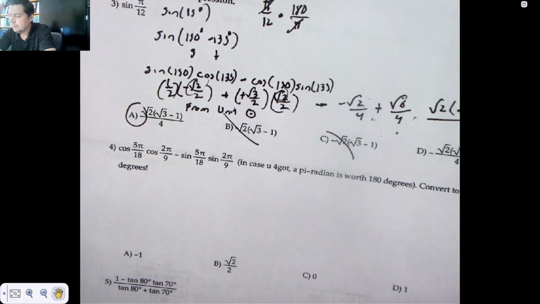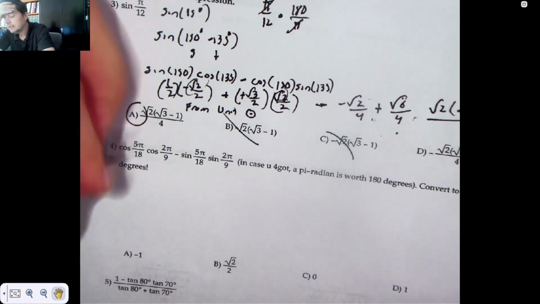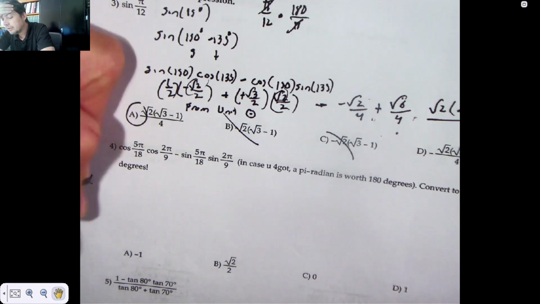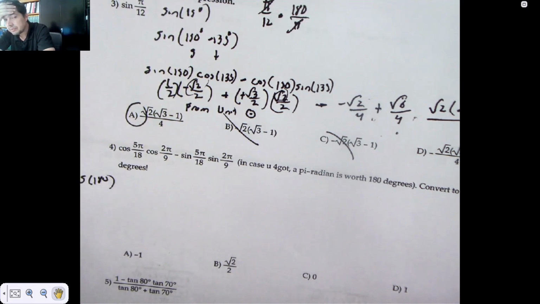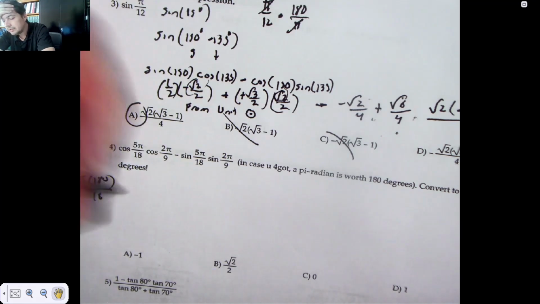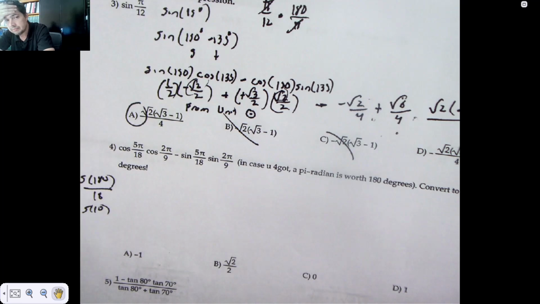Let's see, 4: cosine of 5 pi over 8 cosine 2 pi over 9 minus sine 5 pi over 8 sine 2 pi over 9. And I just recommend you convert into degrees. I honestly think it'd make it easier, but it might not. You do you. I'm going to convert to degrees. There's lots of ways of converting to degrees. The easiest one is just remember that pi is worth 180. And 5 times 180 over 18 becomes 5 times 10, doesn't it? Because 180 is 18 times 10.